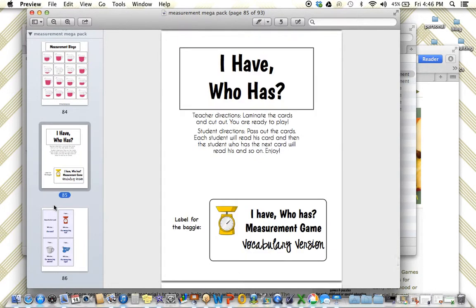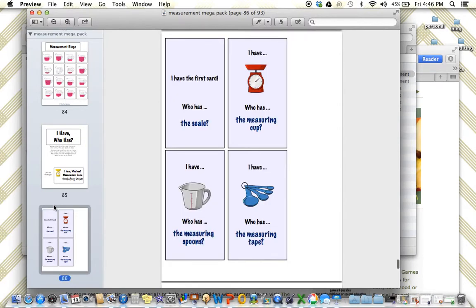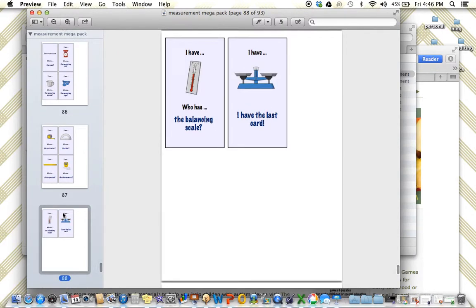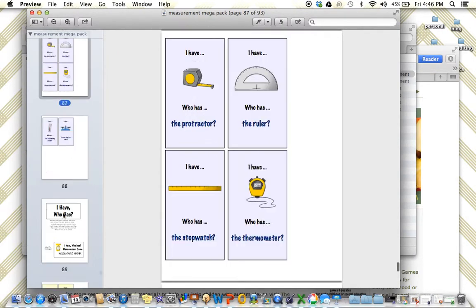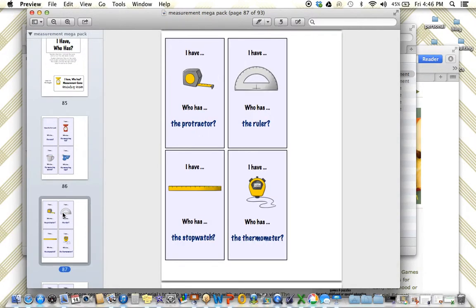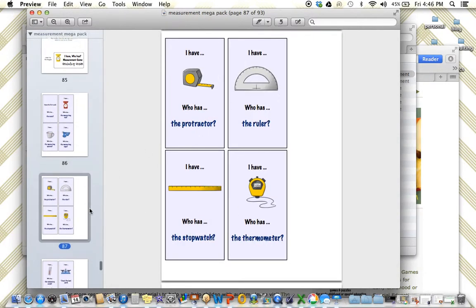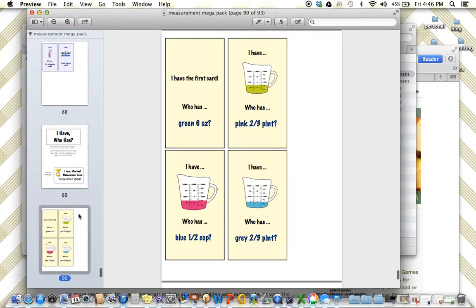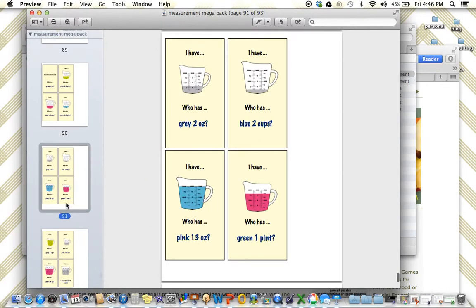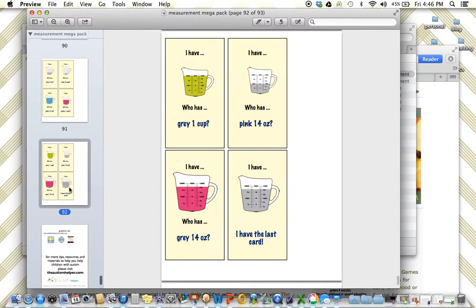And then we have I Have, Who Has, which is one of my favorite games because it works on socializing, attention, while incorporating the skills. So I love getting to hit multiple things with one activity. So it's just going to pass around with the common uses and names of the vocabulary measurement tools. Again, this is the easy version with just the names of the items, so ruler, thermometer, stopwatch, and then this one has the measuring the items. So who has 6 ounces, who has 2/3 a pint, who has a half cup. So again, a little bit trickier. So it's going to incorporate all of your types of learners.